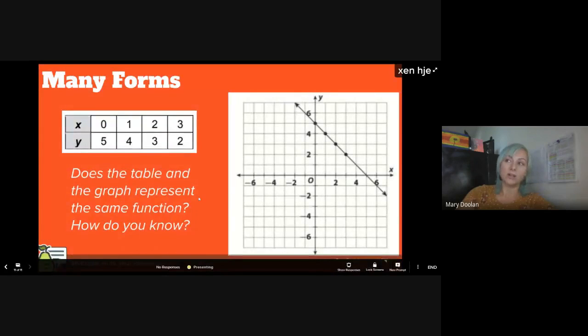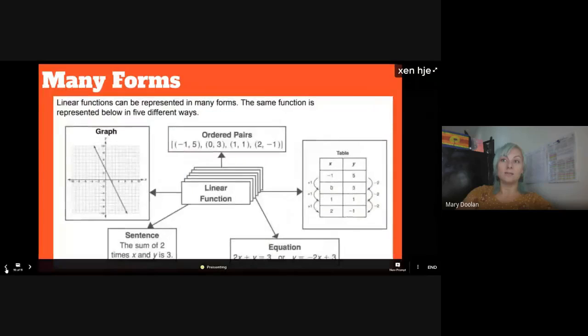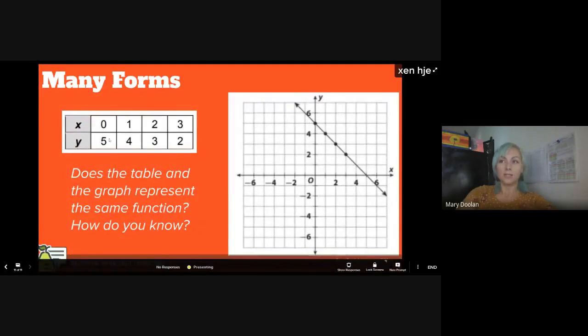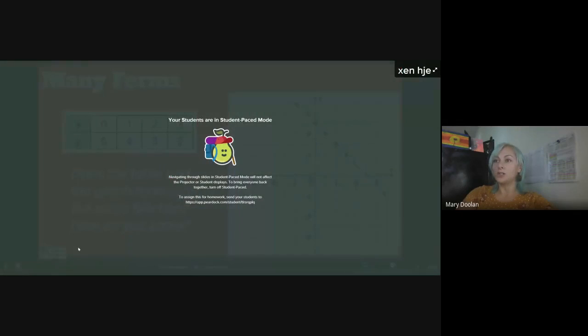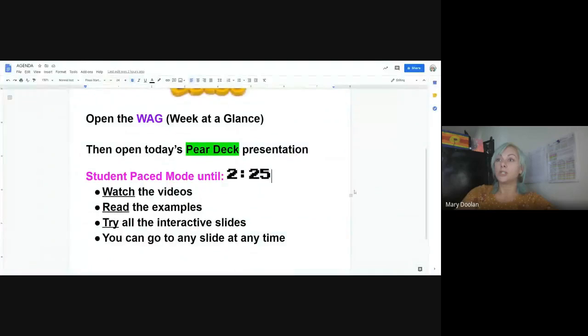And then your last slide that you're going to try is to figure out, does the table, okay, you have an xy table, and the graph represent the same function? So using the fact that you can look at linear functions in different ways, are these the same? How do you know? All right, so right now at this point, I'm going to turn it on to student pace, and I'm going to share a different tab with you. You're going to take until 2:25, which should be enough time.